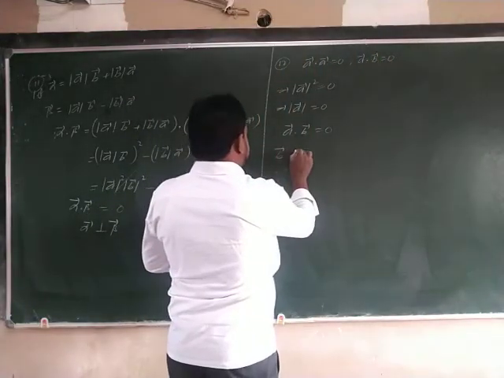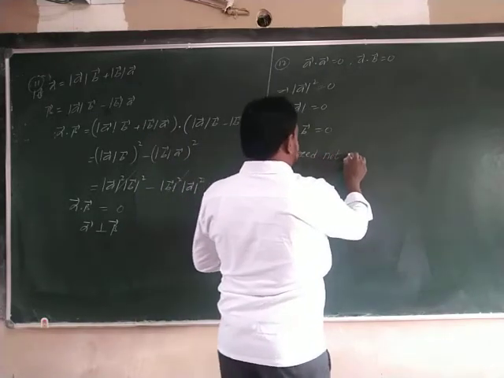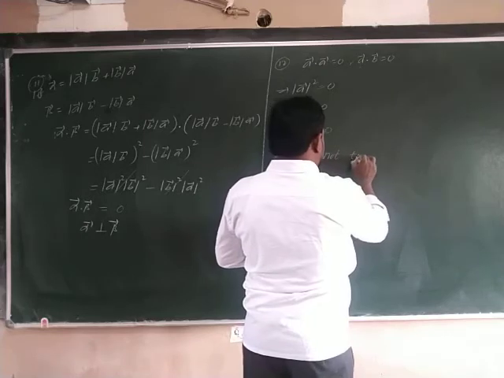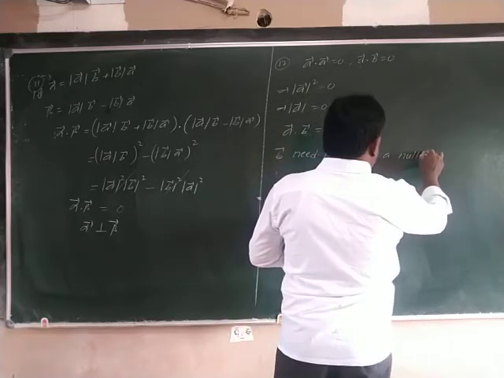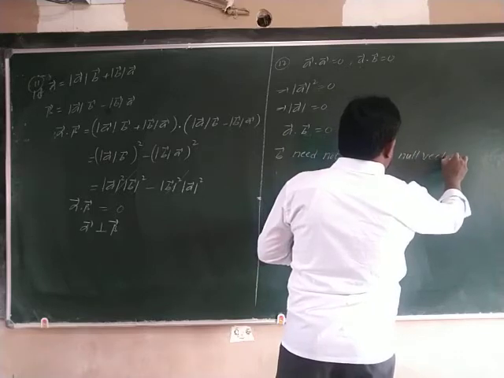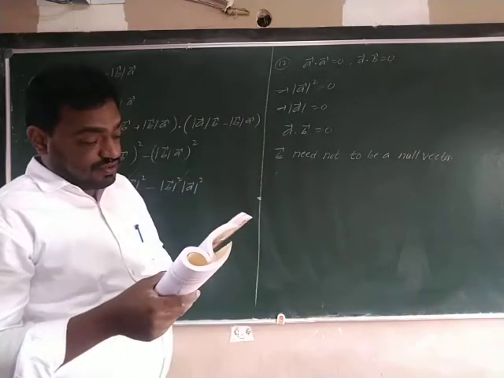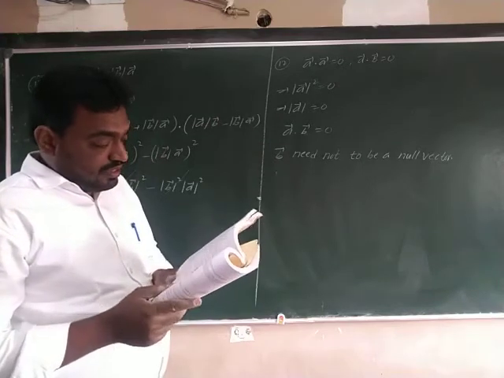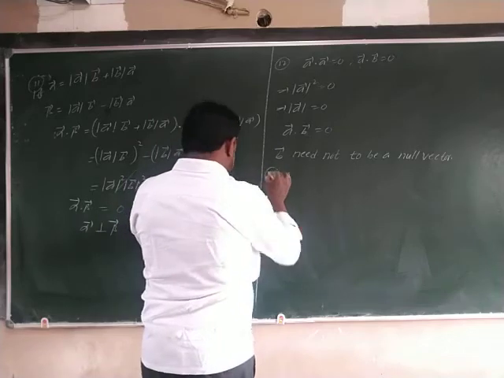Vector B need not be a null vector. This is the answer. This is the 12th. Next, the 13th one.